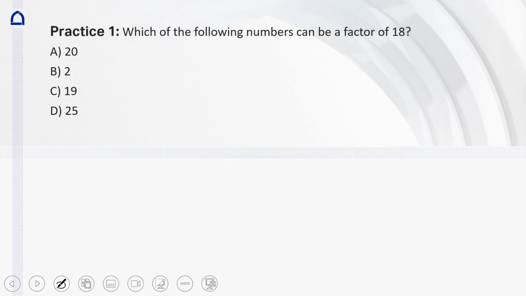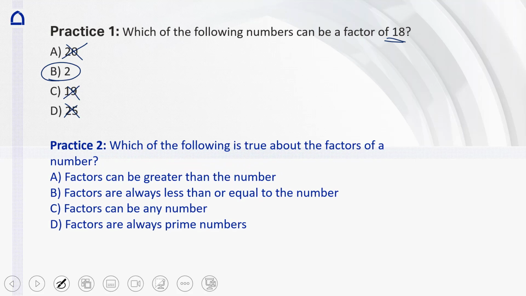Now, which of the following numbers can be a factor of 18? Of course, this one is impossible because it's bigger than the integer itself. So a factor can never be bigger than the integer. Also, this one, because you cannot divide something by something bigger than it. Also, this one. So there is only one that can divide 18. Shall we try it? Yeah, 18 divided by 2, you have 9 without a remainder. Now you can look at this one and choose the true one.